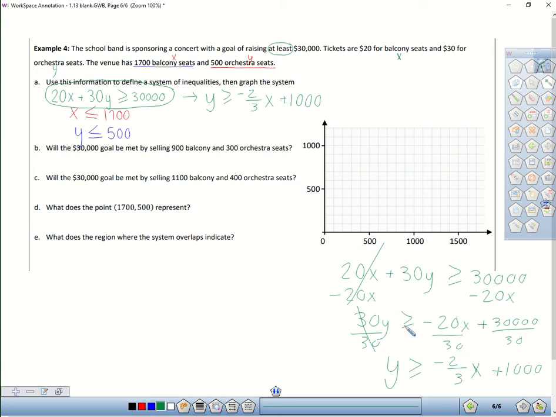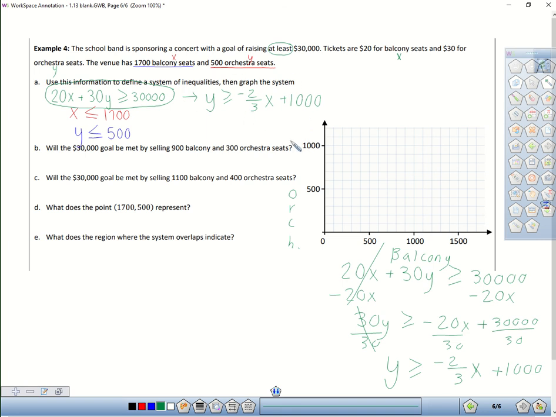So now that I have that, I can go ahead and graph it. Something I want you to notice about your graph here is that it's going by 100s. The scale's by 100s. Down here, this is x, and we know x is balcony. So the x-axis represents the balcony, and the y-axis represents the orchestra. That might help you visualize things.